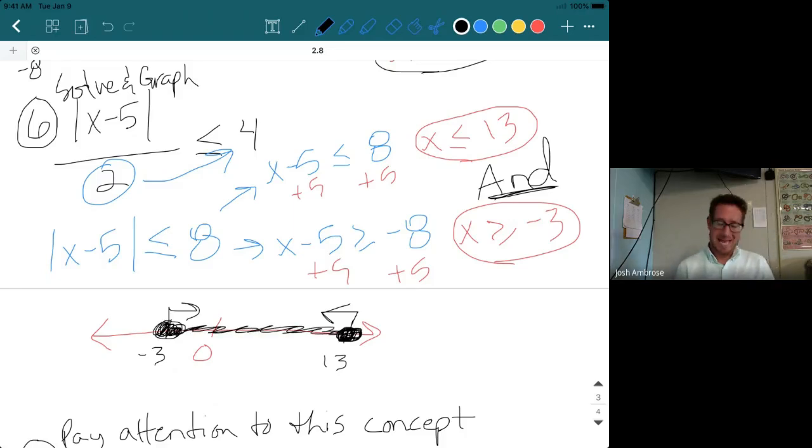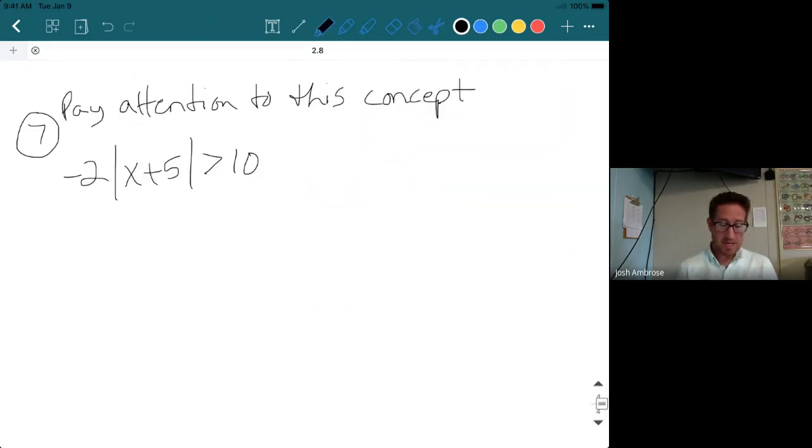All right. Last example problem here, guys. Stay with me. We are almost done. Pay close attention. This last one's going to go real quick. All right. Pay close attention.